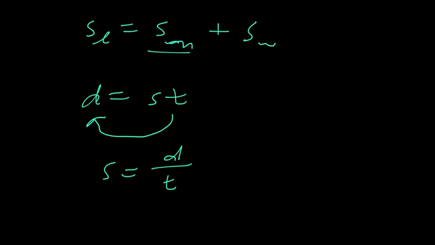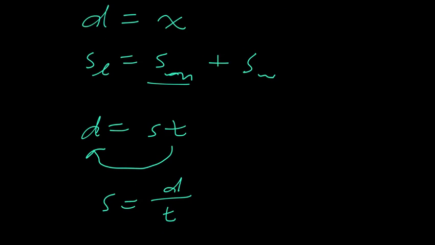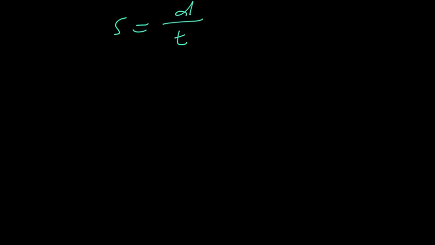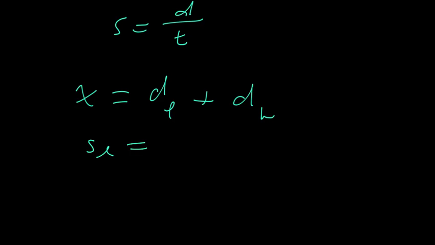Okay, so what I'm going to do now is rewrite our distance that we're given in terms of what we know. So we know that the total trip is x miles, and that's going to be the distance traveled on the level road plus the distance traveled on the winding road. So the distance traveled on both sections is going to add up to the total distance traveled. And I'm going to go ahead and rewrite our equation that we're given for the speed. So we're given that s sub l is equal to s m plus s sub w.